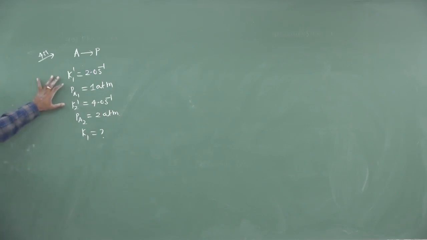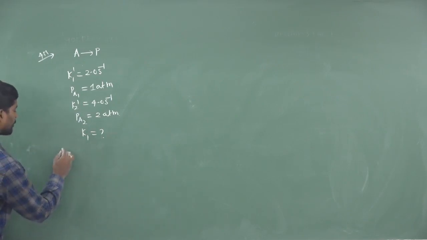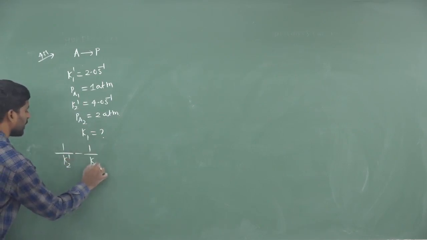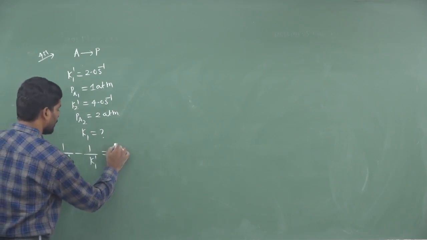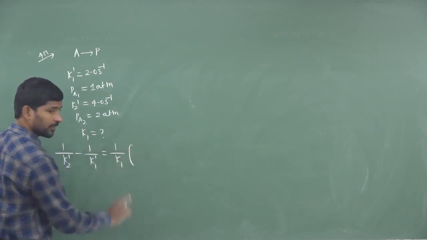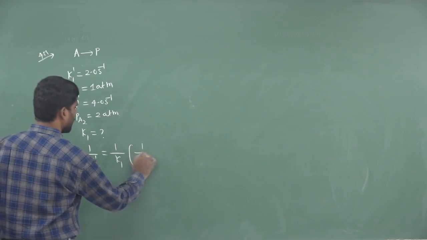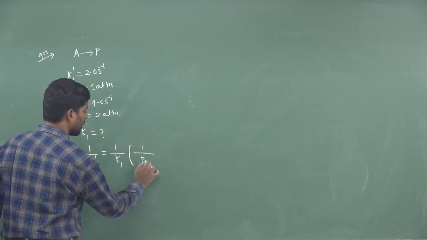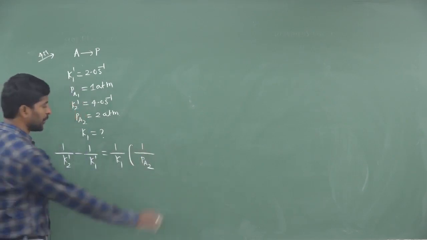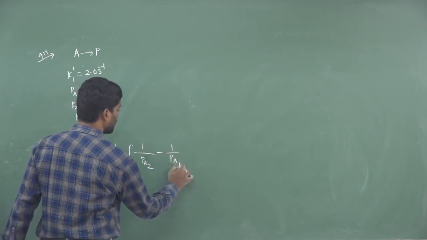All the data is given, K1, K2. Instead of concentrations of reactants, what is given? Pressure is given, because it is a gas phase reaction. What is the equation? The last equation we got: 1 by K2 dash minus 1 by K1 dash is equal to 1 by K1, the rate constant for activation step, into 1 by concentration of A2 minus 1 by concentration of A1. In the place of concentration, we use pressure, PA2 and PA1.